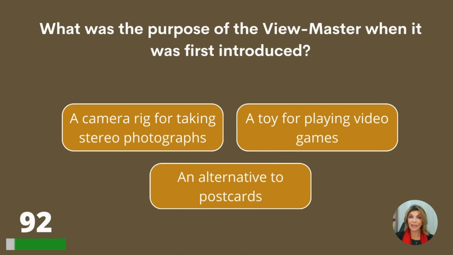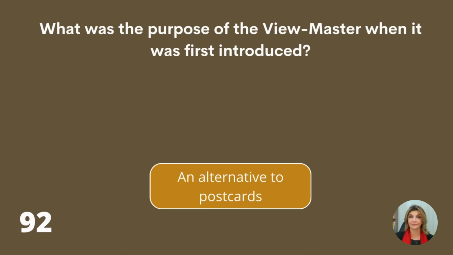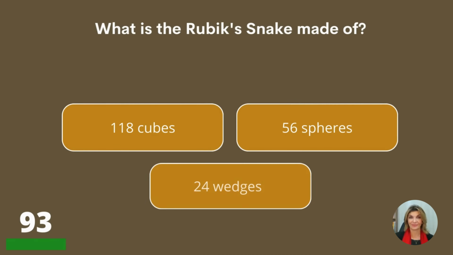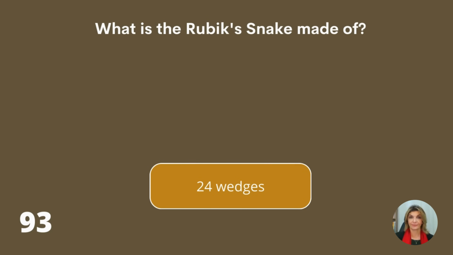What was the purpose of the Viewmaster when it was first introduced? A camera rig for taking stereo photographs, a toy for playing video games, or an alternative to postcards? An alternative to postcards. What is the Rubik's snake made of? 118 cubes, 56 spheres, or 24 wedges? 24 wedges.